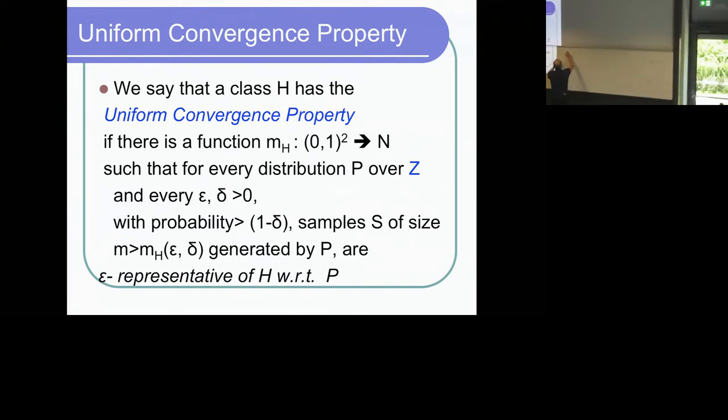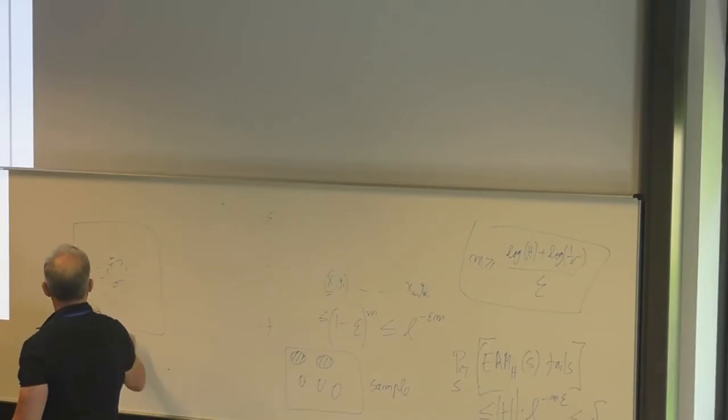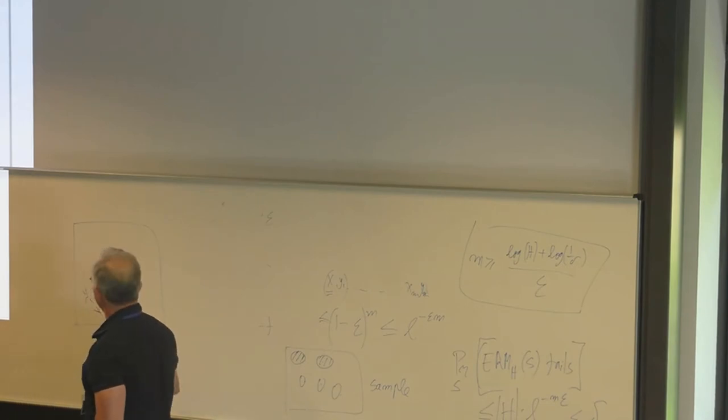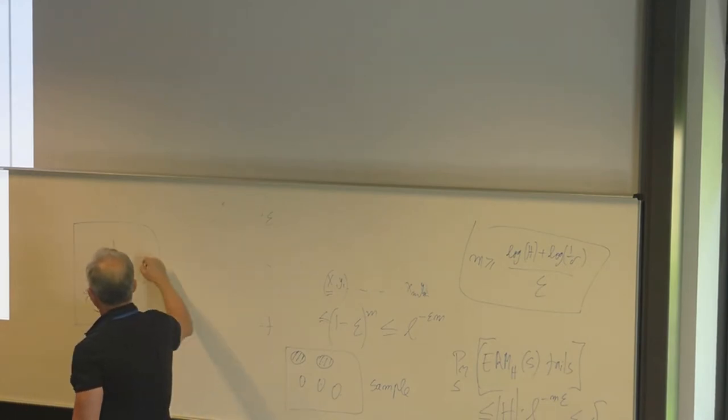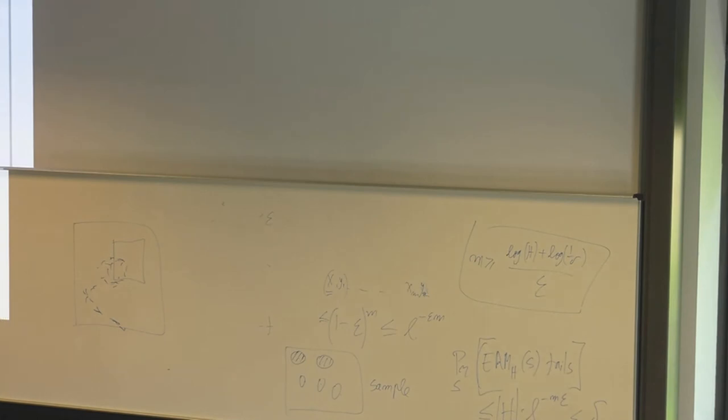Say that my class is the class of, say, rectangles. So what is a representative sample? A representative sample of a distribution means that if this is the shape of my distribution, a representative sample is such that for every rectangle that I get, the proportion of points in the sample that I'll see is close to the weight of this distribution.